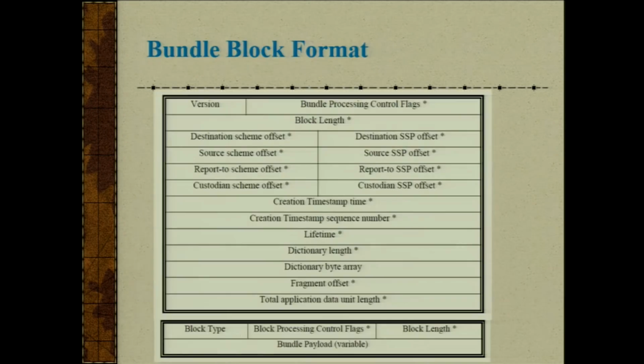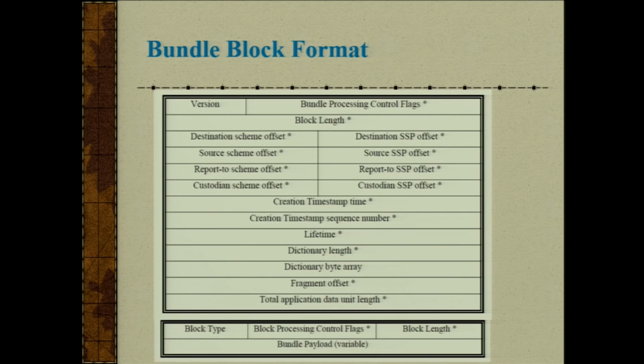Next slide. Okay. This is the bundle format, where there is a version number. 06 is the version number defined by the standard. Then the bundle processing control flags are explained in the subsequent slide. And we have a block length, then the destination scheme offset and destination scheme specific part offset. Actually, this is called the endpoint identification. It has two parts: the scheme part and the scheme specific part.